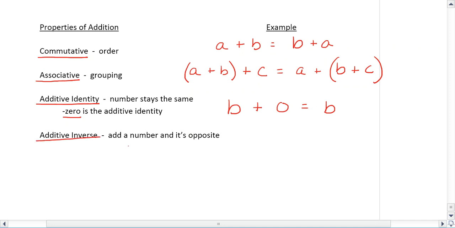Then the additive inverse says that when you add a number to its opposite, you get 0. So when we add a to negative a, we get 0. Therefore, a and negative a are opposites of each other. So like the opposite of negative 7 is positive 7, and so on.